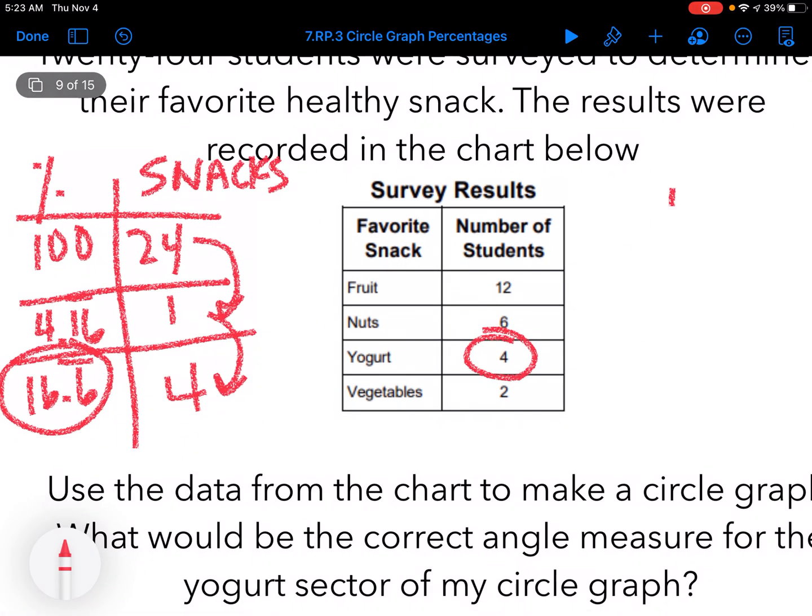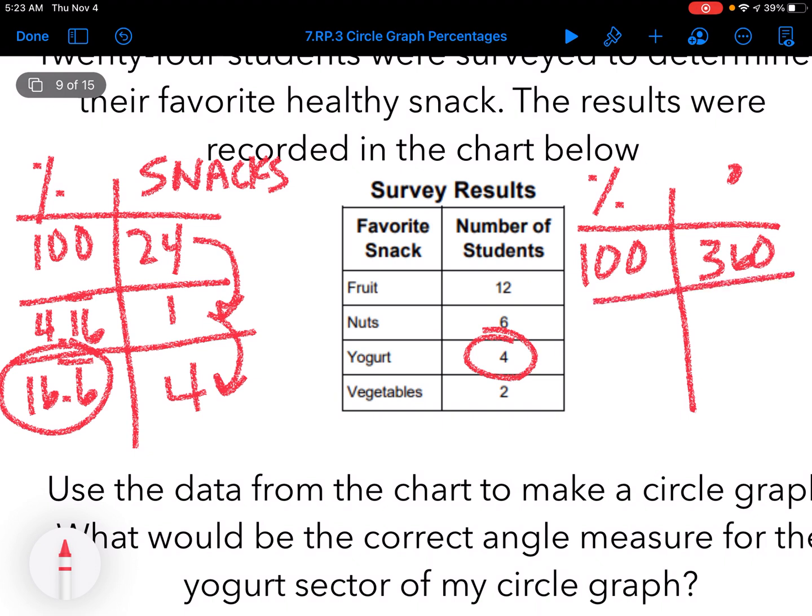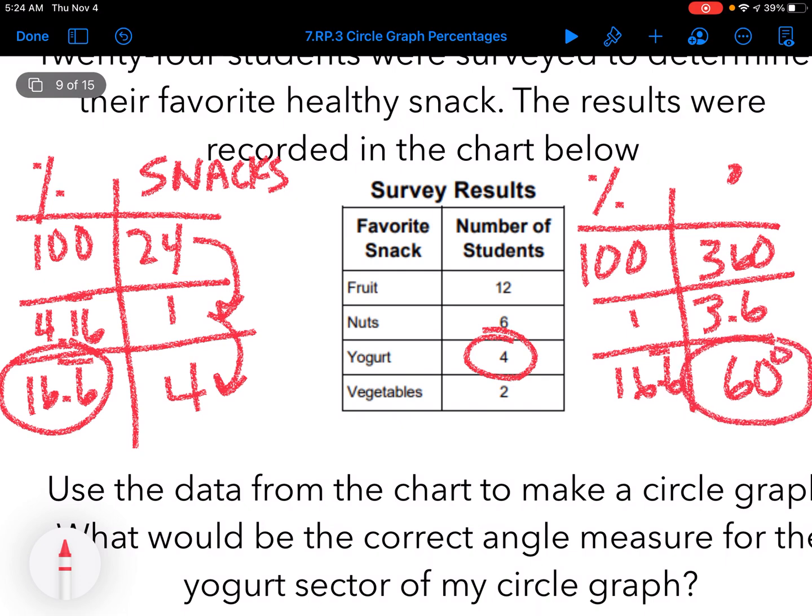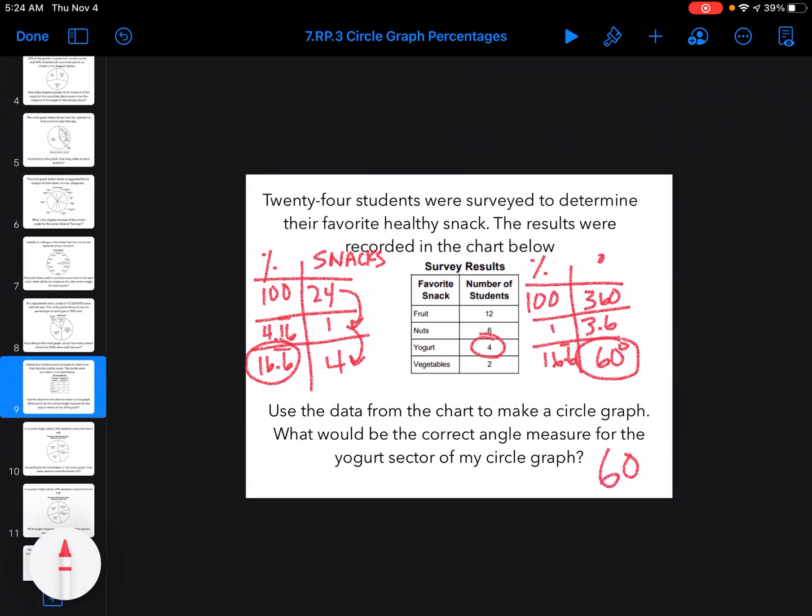So now I need to find what my angle measure is going to be. So I know that 100% would be 360 degrees. I want to find what 16.6% repeating would be. So I know this is 3.6, so I'm going to multiply 16.6 repeating by 3.6. I get 60 degrees. So my angle would be 60 degrees.